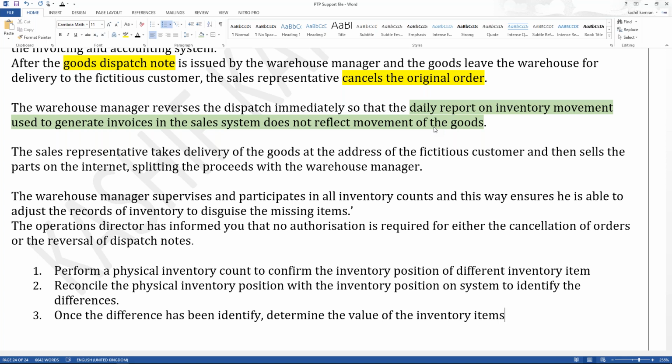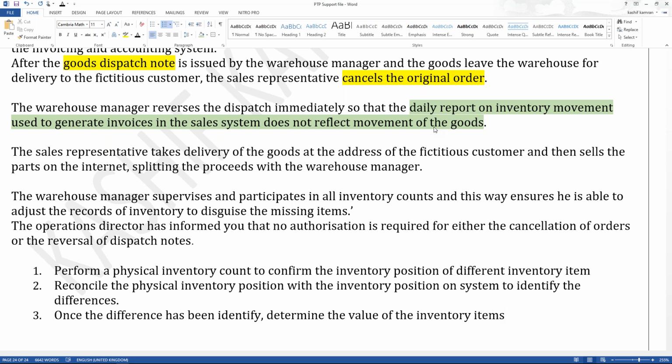So suppose there were 10 units in the system and there were 5 units in the physical. So what is the difference? 5. So is 5 stolen? Has 5 gone to a fictitious customer? Right? What is the value of 5? What is the cost of 5? What is the book value of 5? What is the net realizable value of 5?